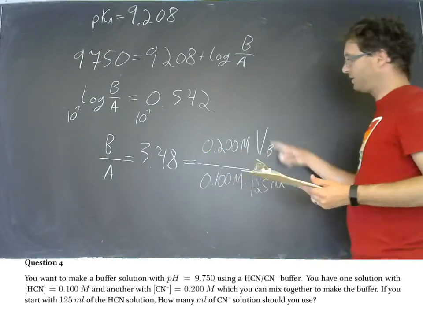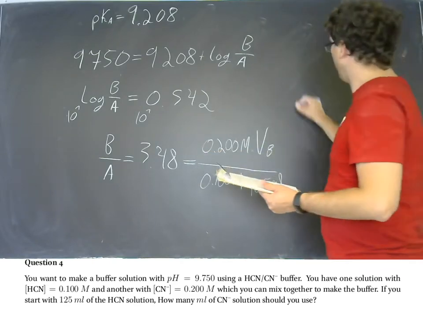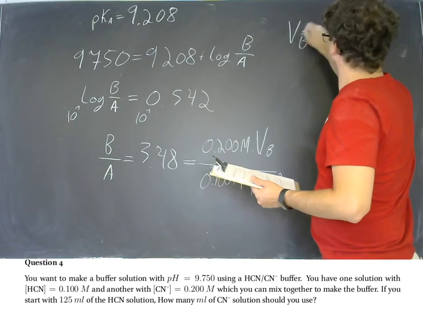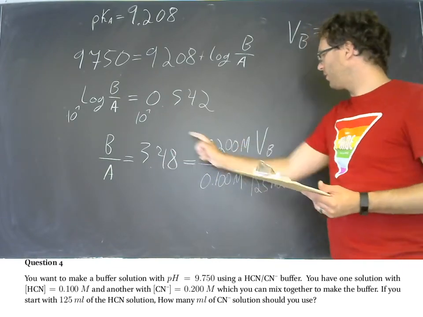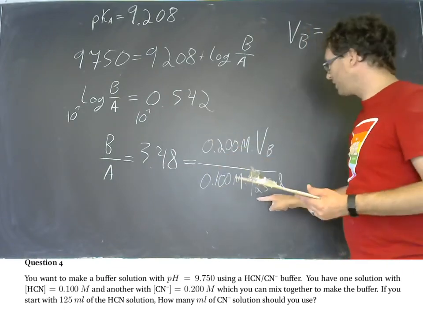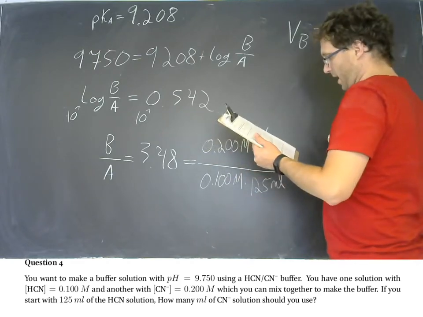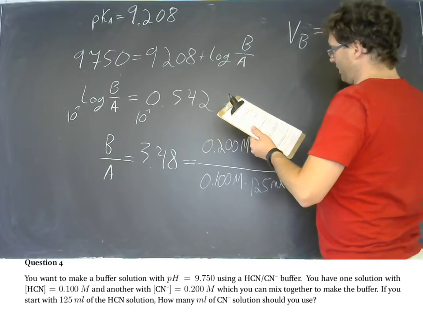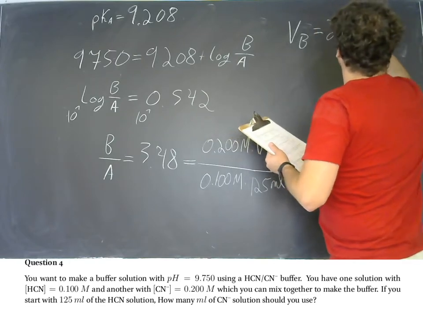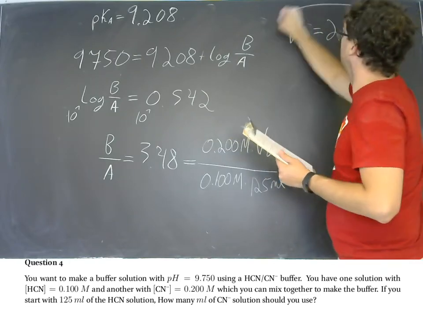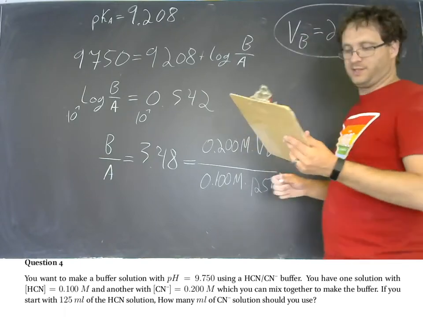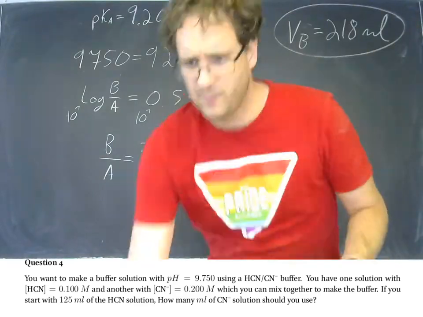Now this, you can solve. That's not so bad. VB is going to equal 3.48 times 0.1 times 125 divided by 0.2. And that is 218 milliliters. That's the volume of the base. Okay.